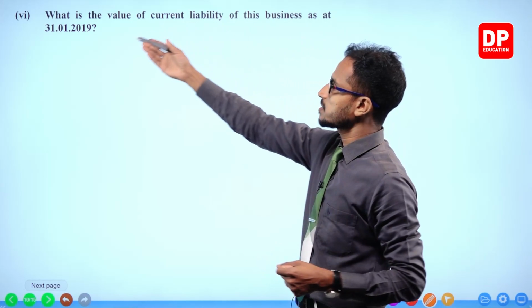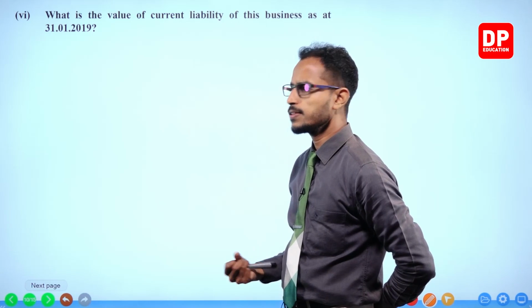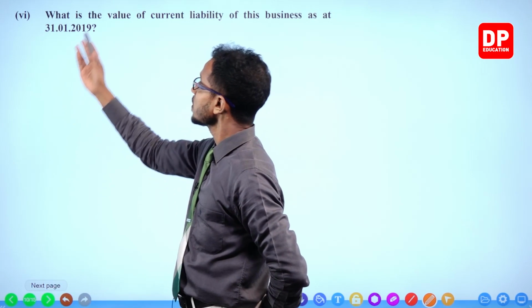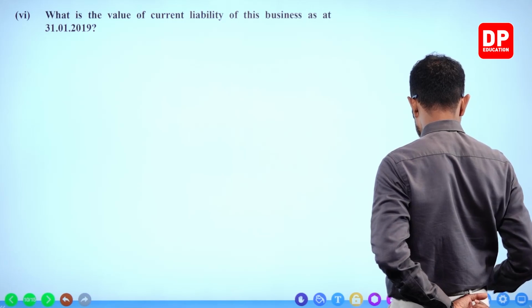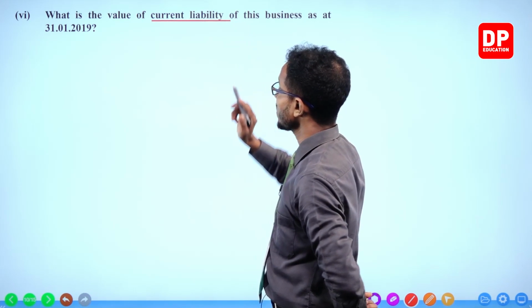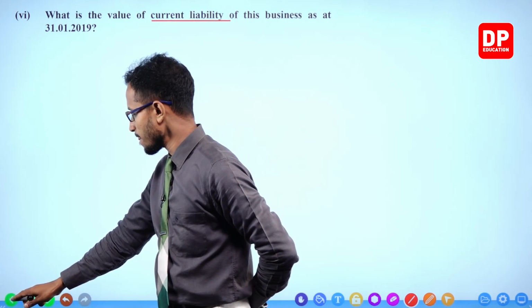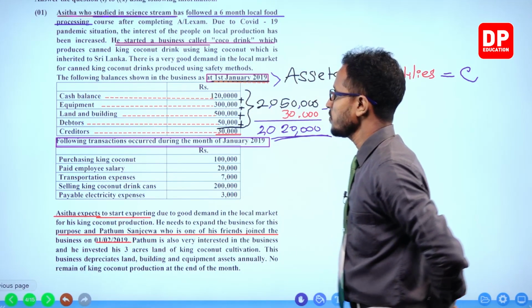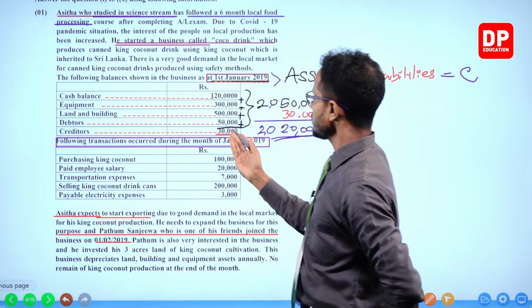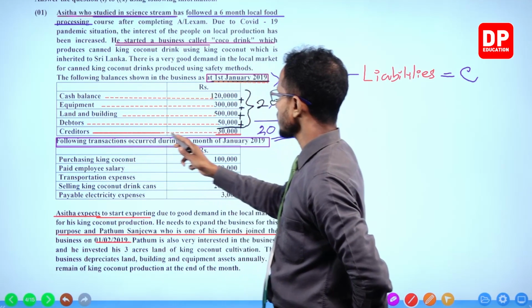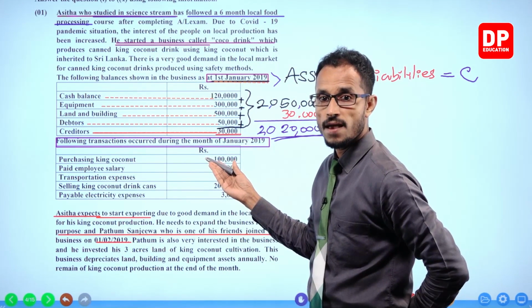Next question. What is the value of current liabilities of this business as at 31st January? 31st January is the end of the month now. Current liabilities only. Don't get all the liabilities with non-current liabilities. Just check the transactions and see. Okay, we have creditors 30,000. We have already marked the liability here. That is the creditors. 30,000 is already there.